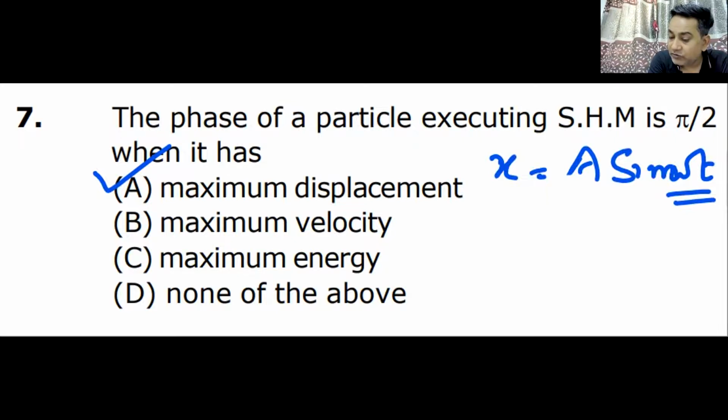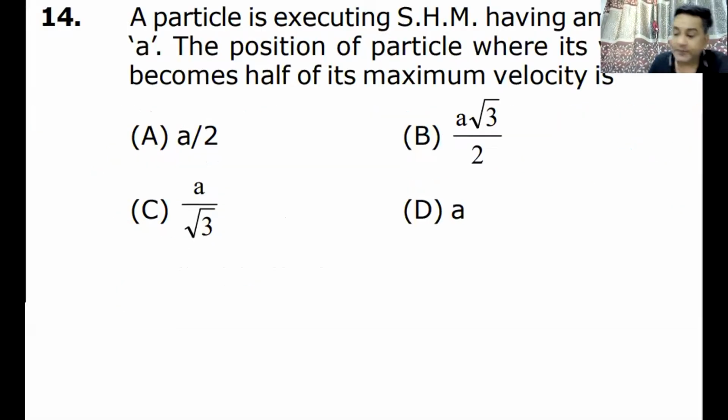Now let me move on to this question, and I hope that you can solve this question, and I will give you some space as well so that I can also solve it if required. A particle is executing SHM having amplitude A. The position of the particle where its velocity becomes half of its maximum velocity. Where is that position? I'll give you a minute to think about it. I hope you can give me the answer to this one.